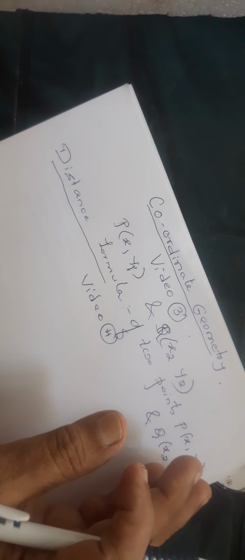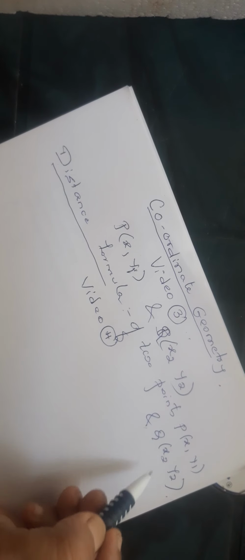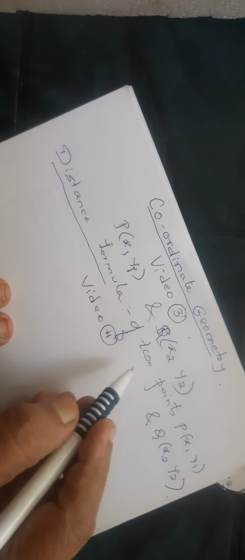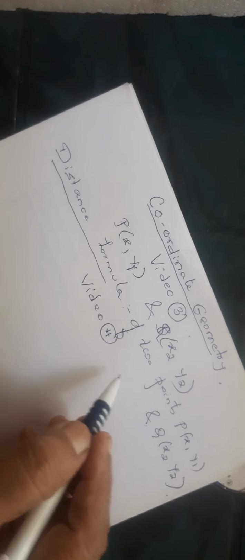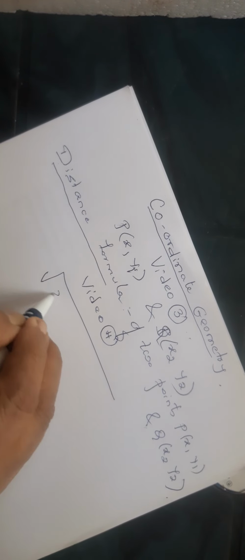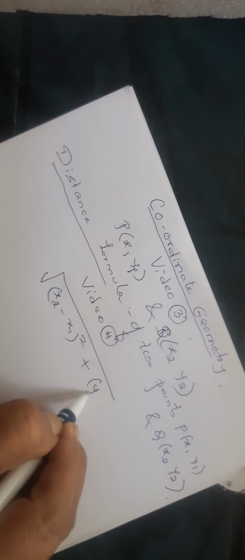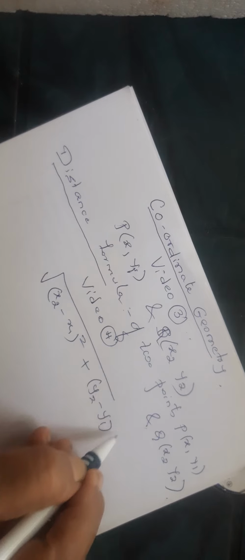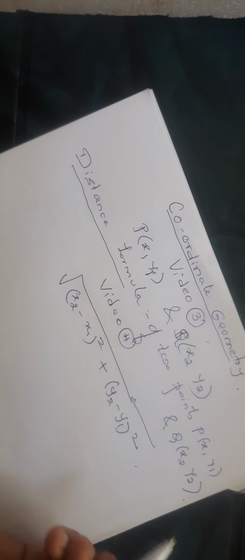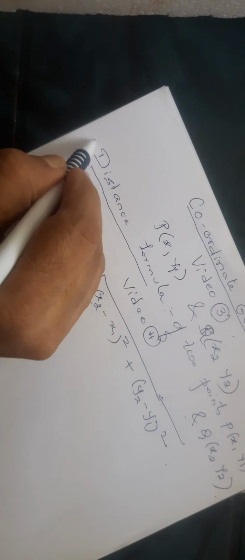So x1 y1 and x2 y2, if the coordinates are like that, then we know the distance formula: square root of x2 minus x1 the whole squared plus y2 minus y1 the whole squared. We have come across this formula already. Now you see, the distance formula is this.